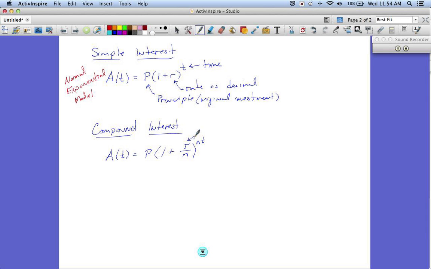Again, r is your rate. n is the number of compounds. I'll explain that in a minute. t again is your time, typically in years, usually. Some of these A's are disappearing. And again, your principal right here is your initial amount.